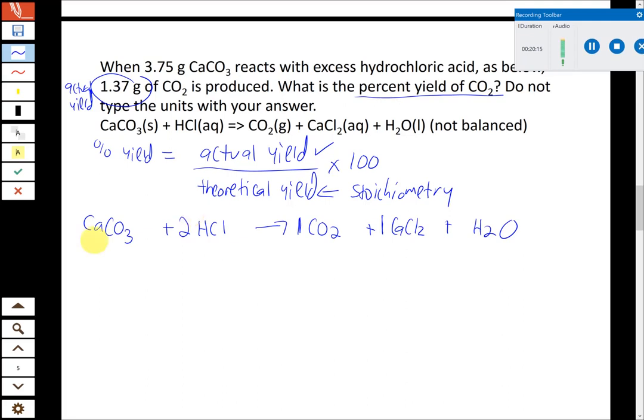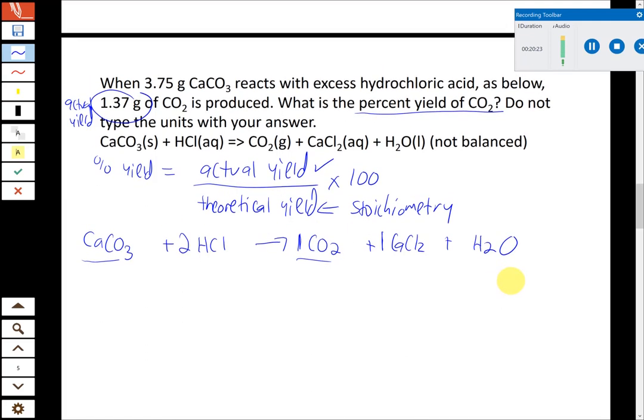But again, the important part is that we have this 1:1 ratio for calcium carbonate and CO2, which are the 2 things we're told about or asked about in this problem. So what we need to do is calculate the theoretical yield, basically the mass of CO2 that could form. This is going to be another mass-to-mass stoichiometry problem. When we're looking for grams of CO2, this is going to be our theoretical yield whenever we calculate it from stoichiometry. We're using 3.75 grams of calcium carbonate.